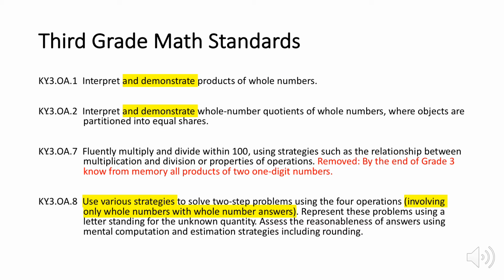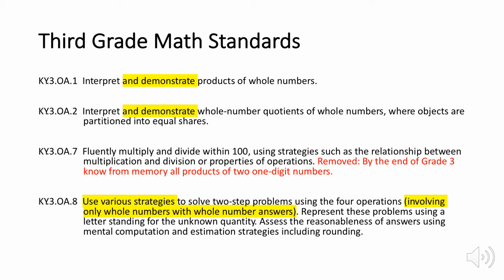The first update in third grade is in the Operations Algebraic Thinking domain. OA.1 now specifies that students are not only to interpret but to demonstrate products of whole numbers. OA.2 also requires students to demonstrate whole number quotients of whole numbers where objects are partitioned into equal shares.